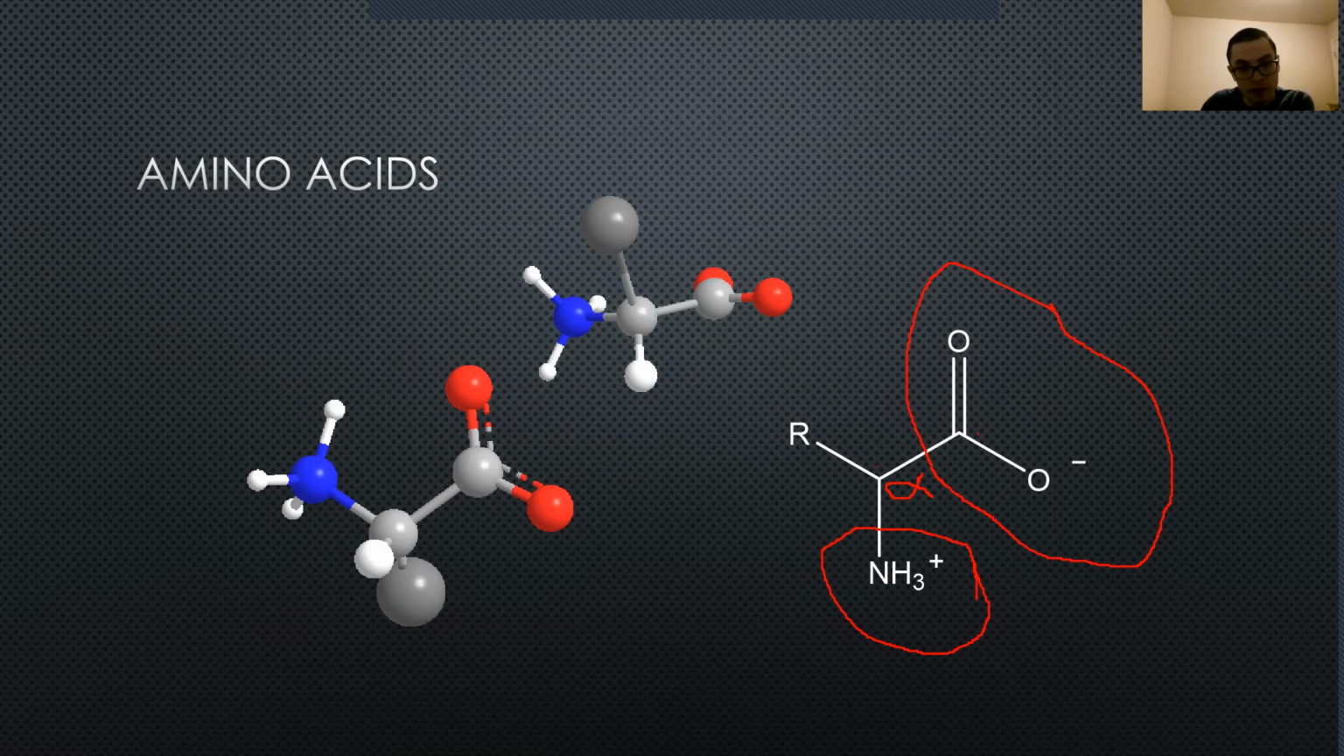And this R group here is just a side chain. Depending on the amino acid, you may or may not have a side chain. These are just 3D models to help you look at the amino acids. Depending on whether or not there's an R group, you may or may not have chirality involved, and we'll get a little bit more into that further in the slides.